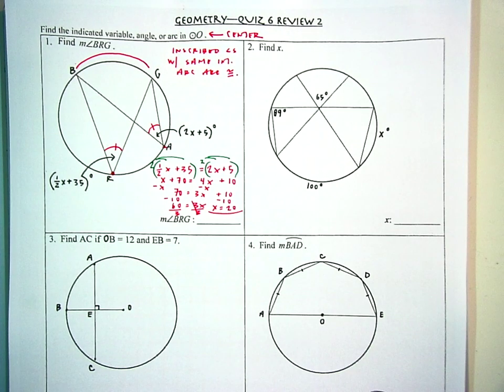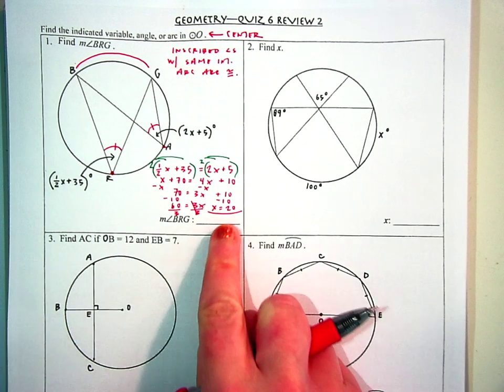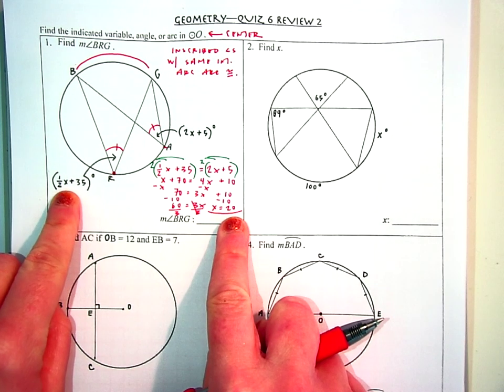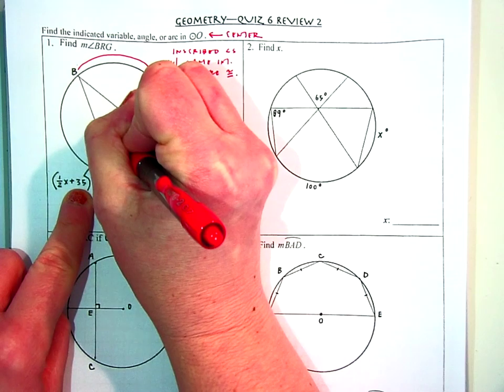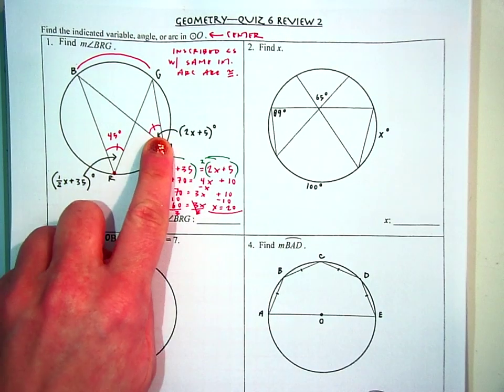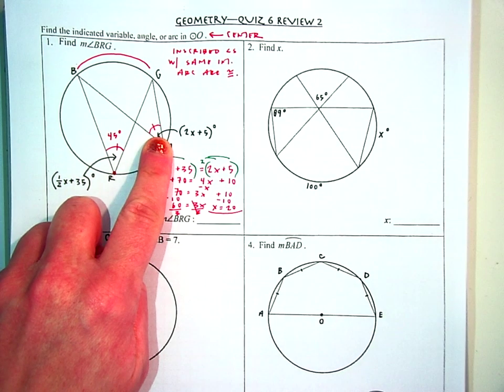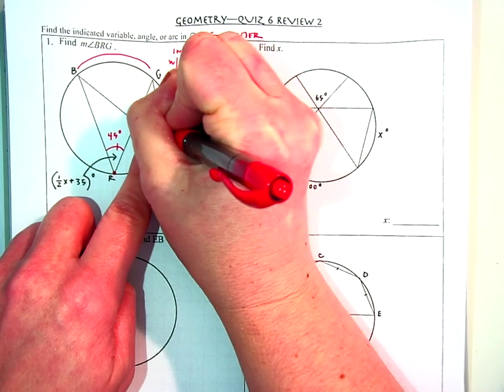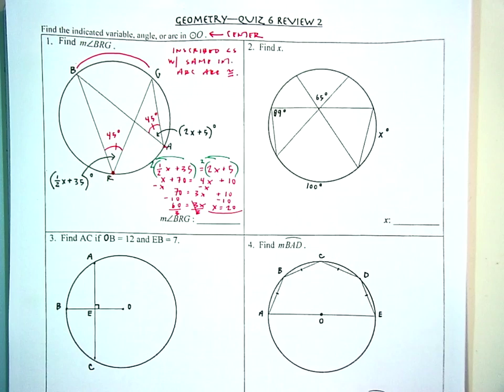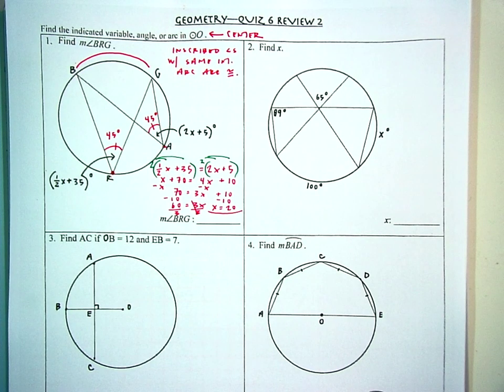Now again, what the problem is asking, I have to be very clear, I have to answer what the question is actually asking. I need the measure of BRG. So I want to plug in the 20. Half of 20 is 10, plus 35 is 45 degrees. I want to check over here to make sure that I match, so I know that I solved for x correctly. 2 times 20 is 40, plus 5, we're back to 45. Okay, the fact that those measures match means I did something right.